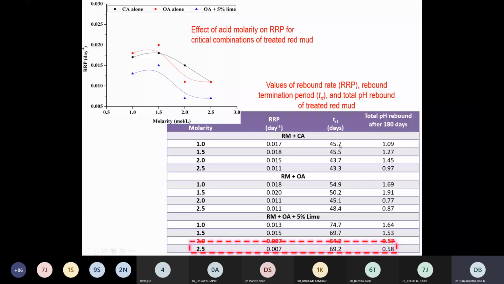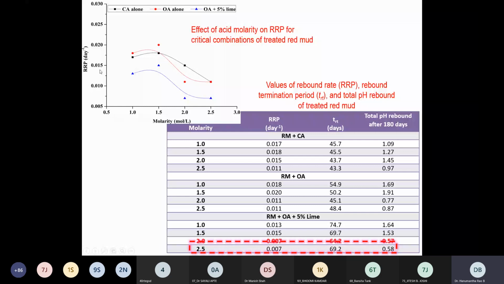And this is the complete summary of results. You can see red mud with citric acid alone, how the rate of rebound is happening, approximately what the total time period for the rebound was, and then what the total pH rebound is after 180 days. So this is a summary. Then red mud along with oxalic acid, then red mud and oxalic acid plus 5% lime. So here you can see the variation of rate of rebound with the molarity.